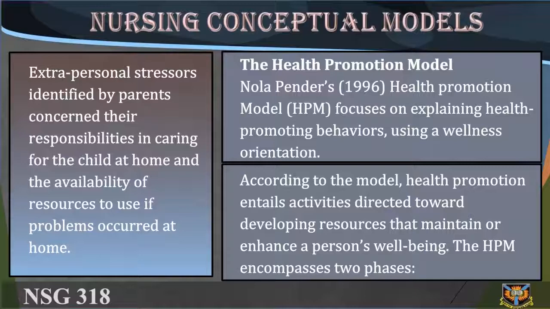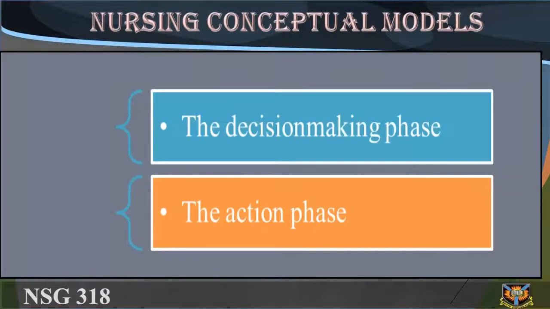The Health Promotion Model. Nola Pender's 1996 Health Promotion Model, HPM, focuses on explaining health-promoting behaviors using a wellness orientation. According to the model, health promotion entails activities directed toward developing resources that maintain or enhance a person's well-being. The HPM encompasses 2 phases: the decision-making phase and the action phase.